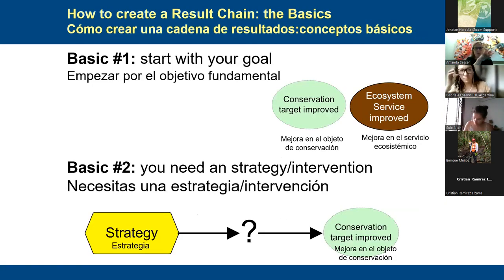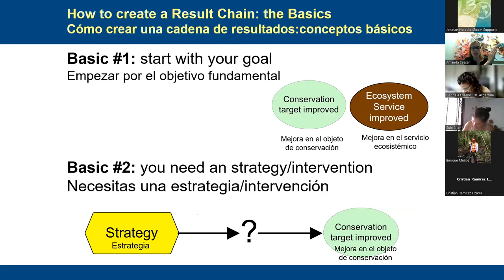So we talked about why you want a results chain. We talked about what results chains are, but now we're moving into how. How do you create a results chain? As I mentioned before, you read a results chain from left to right, but you create a results chain from right to left.